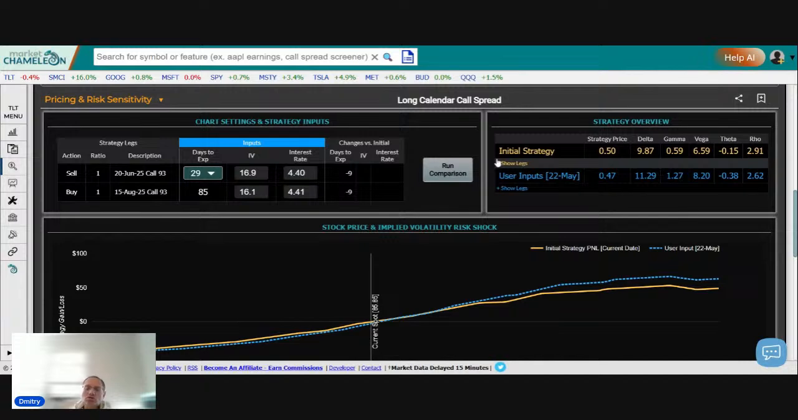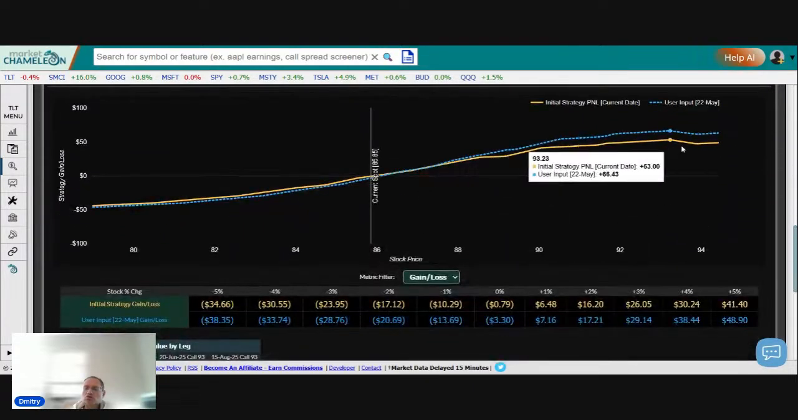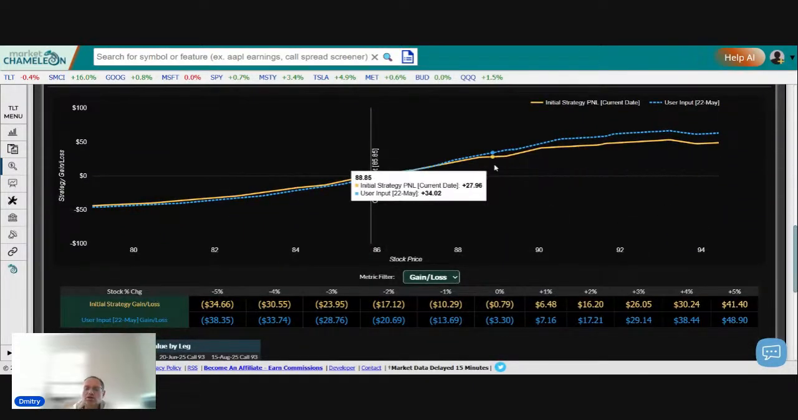Okay, so a couple things here. We see that on May 22nd, everything else the same, the value of the strategy decreased by 3 cents. The delta increased, the gamma increased, the vega increased, and the theta increased. So we could compare the original line to the new blue line.